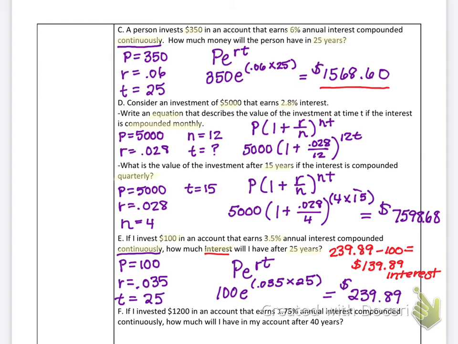D is a little bit confusing because it actually just says for you to write an equation. And the reason why you can only write an equation is because they do not give you T. T is unknown.